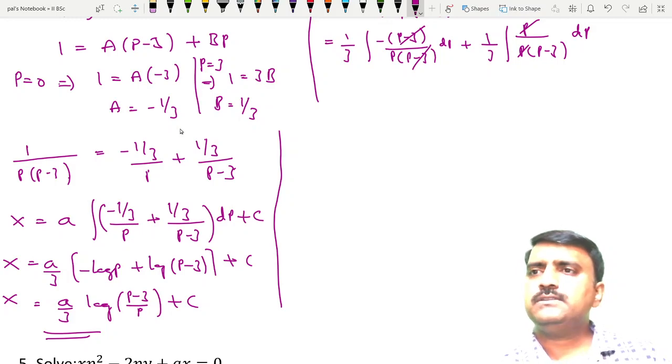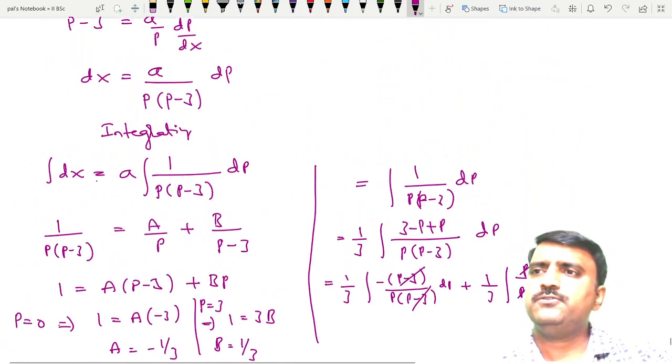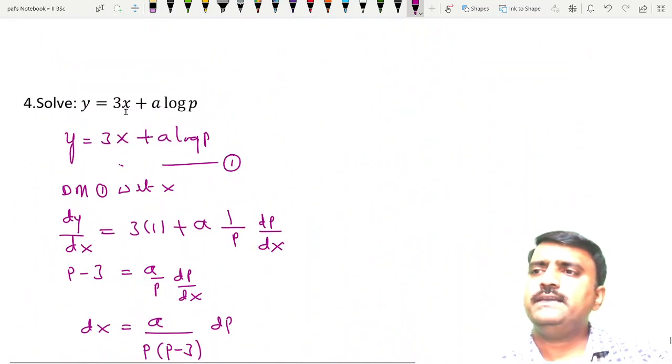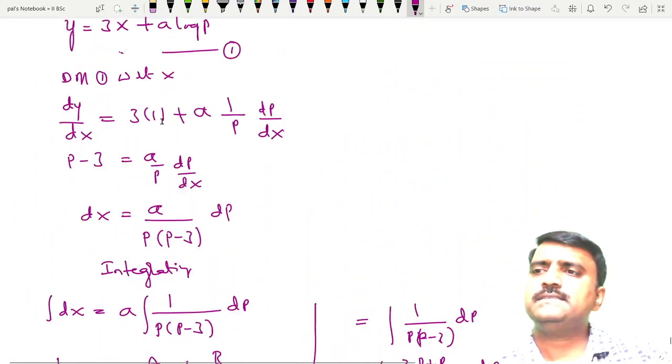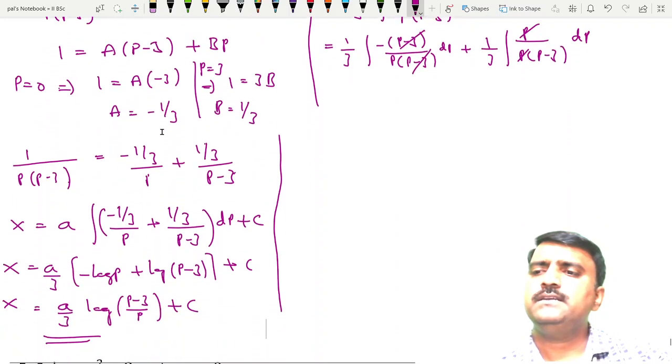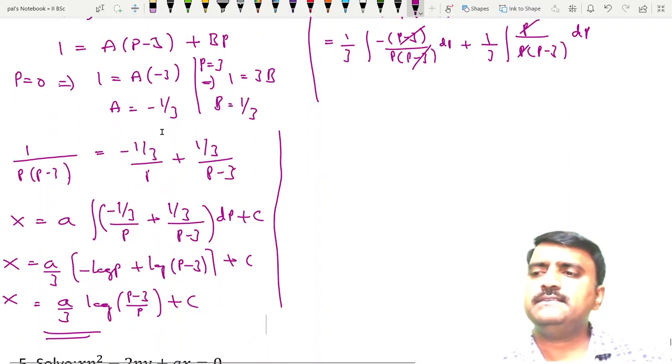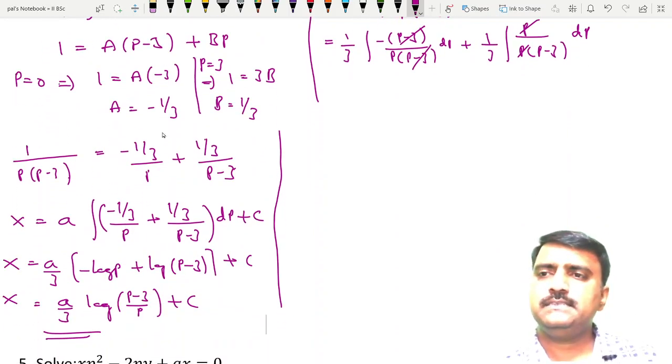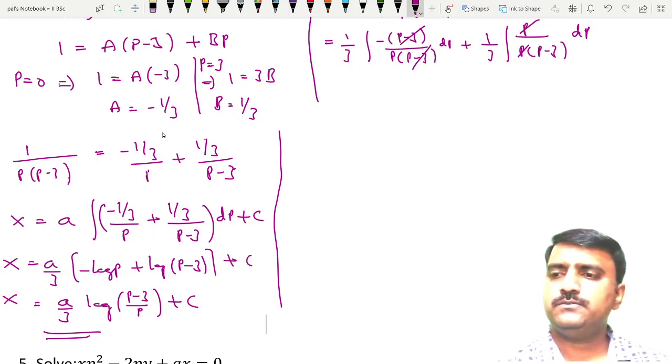Okay. So otherwise you express y in terms of x. So y is equal to 3x plus a log p. In this one, you substitute the value of x. y is equal to 3x. So we take this expression as 2.